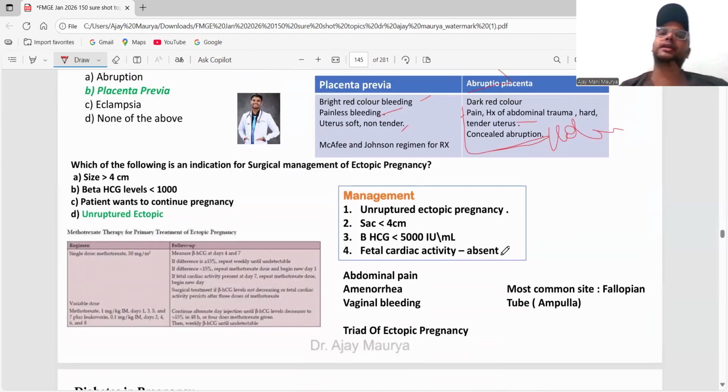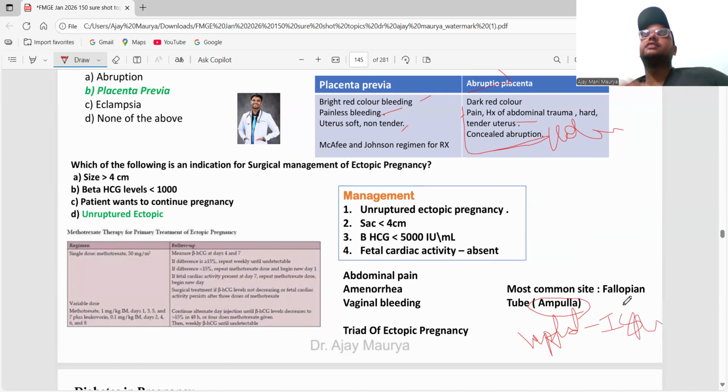Next one, this is the ectopic pregnancy. So, what is the most common site? It is the ampulla. Okay, and also what is the most common site for the ruptured ectopic pregnancy? It is the isthmus. Okay, what is the triad? Abdominal pain, amenorrhea, vaginal bleeding is the triad of the ectopic pregnancy.